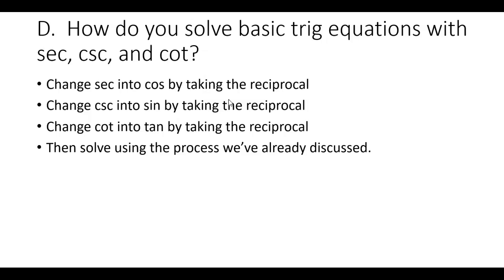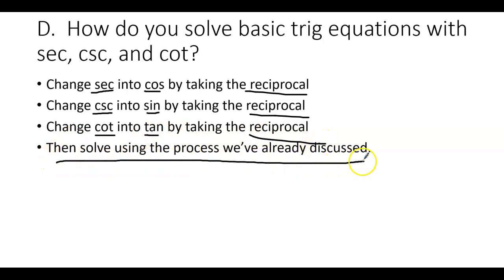So we talked about how to solve trigonometric equations that have sine, cosine, and tangent, but what if they have secant, cosecant, and cotangent? What we're basically going to do is change them into sine, cosine, and tangent. If it's secant, we're going to change that into cosine by just taking the reciprocal of the number that they give us. If it's cosecant, we're going to change it into sine by taking the reciprocal. If it's cotangent, we're going to change it into tangent by taking the reciprocal. After that, we can just solve it using the process that we've already discussed, because at that point, it will be either sine, cosine, or tangent.